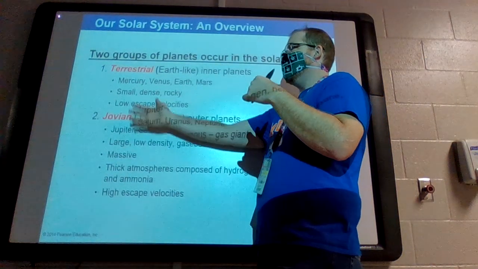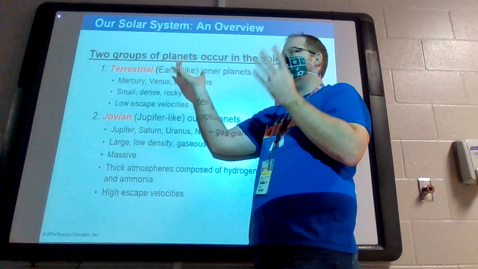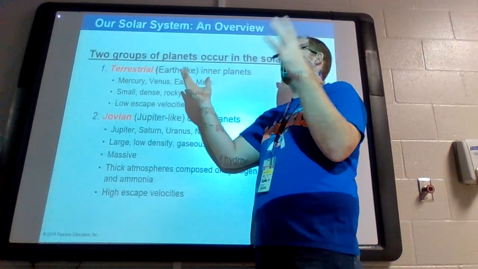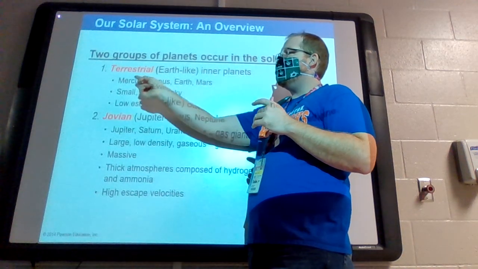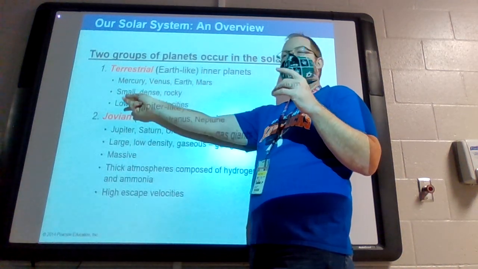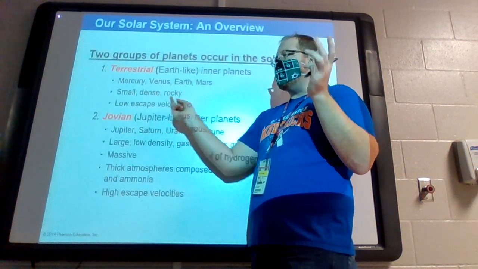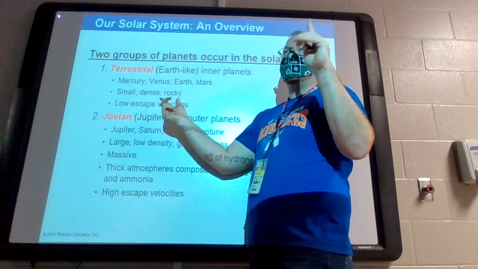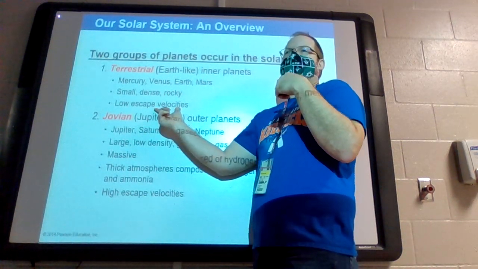We have two groups. Terrestrial, which stands for Earth-like, like ET, extraterrestrial, means not from this Earth. Terrestrial means Earth-like. These are the four inner planets: Mercury, Venus, Earth, Mars. They're small, they're very dense, they have metals, iron, nickel, they're rocky, and most importantly for us, if you're into space like I am, low escape velocities.